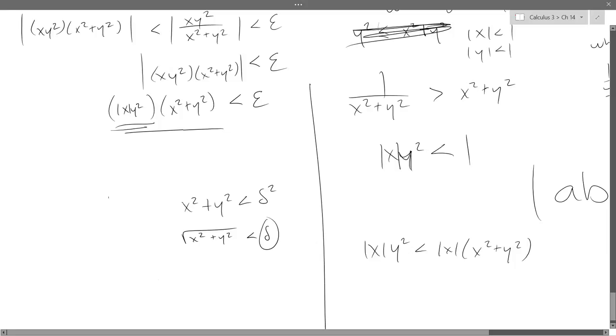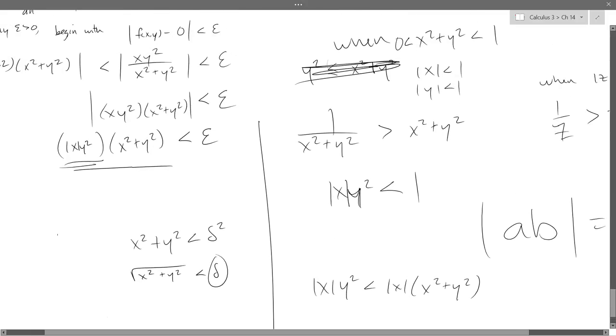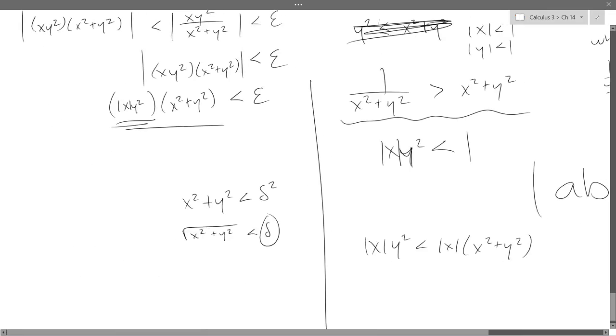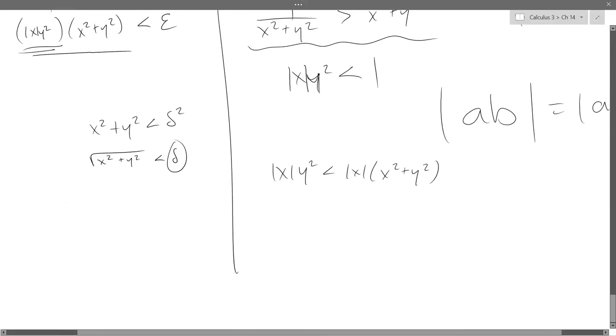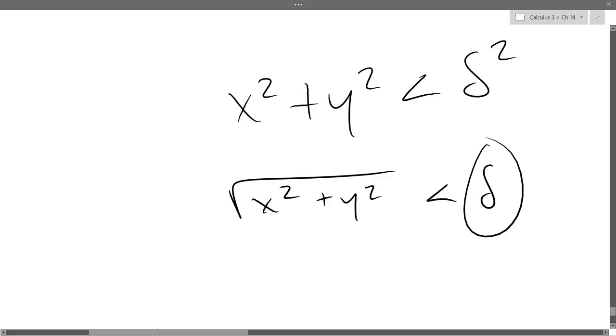So I'm not sure what the next step is, so I'll find that out, and then we'll finish this problem tomorrow. But before we go on to get this inequality, I did have to make the assumption that we were close to the origin. We were close to 0, 0. So you're going to need to write that down. Also, if you look at the very end, what is the maximum delta could be right there?